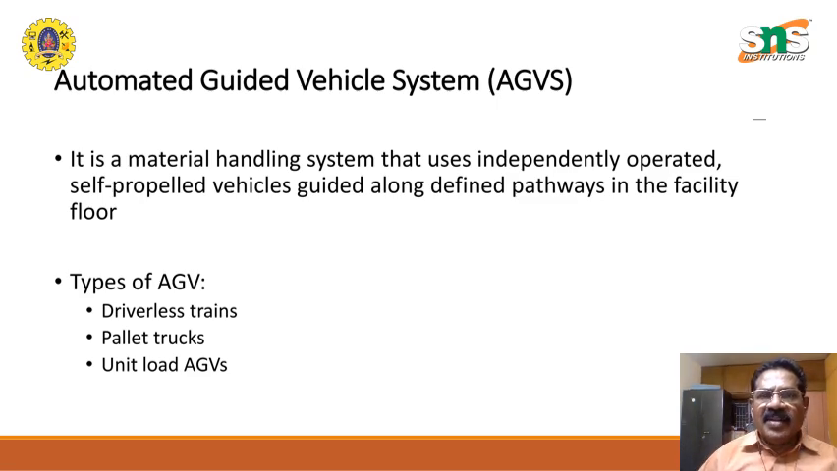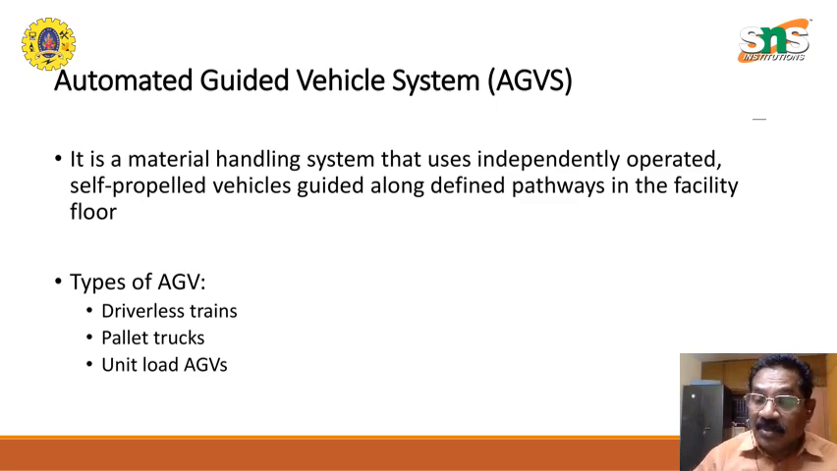Then we have the automated guided vehicle systems, or AGV, which is a material handling system. An automated guided vehicle is a material handling system that uses independently operated self-propelled vehicles guided along defined pathways in the facility floor. There are three different types of AGVs. One is the driverless trains, automatically controlled. You can have a control place, and the whole thing is programmed, and it takes care of itself. Or you can have the pallet trucks, and unit load automated guided vehicles.